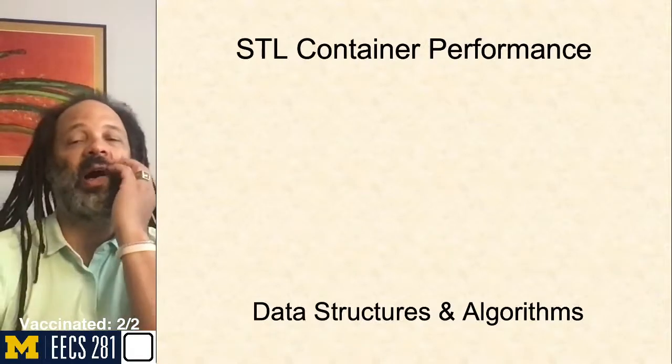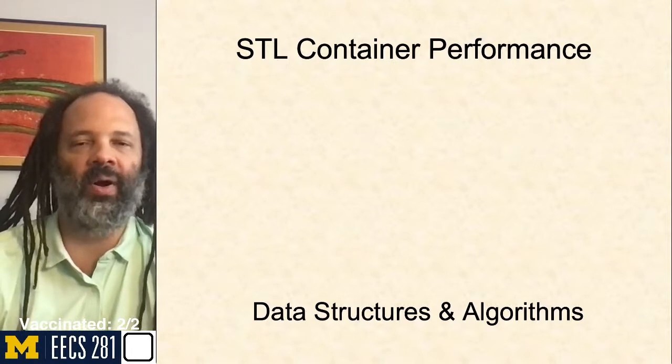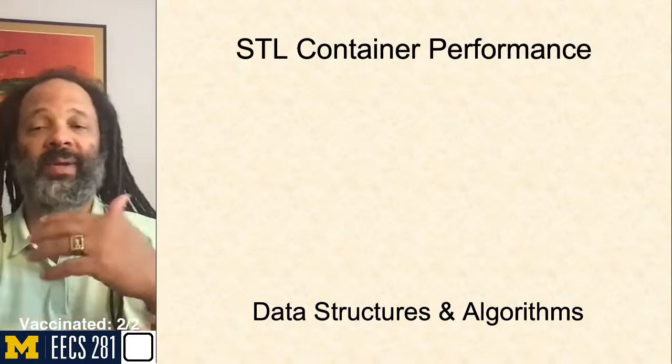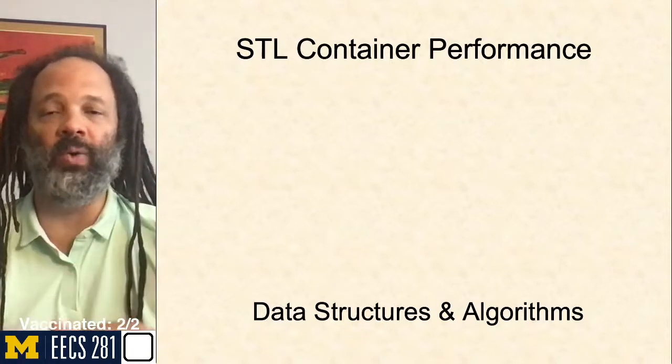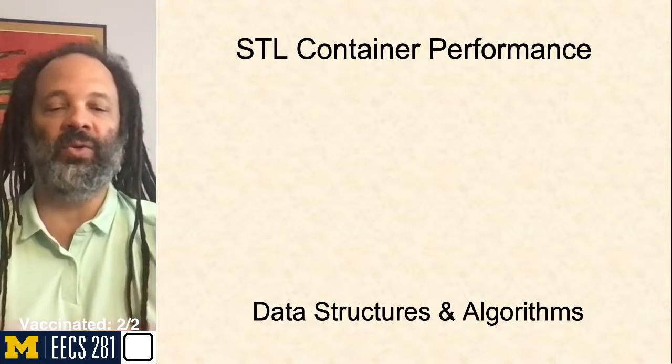These slides are the way that you make decisions on what you want to do with a container. What am I going to be doing? Am I going to be inserting things? Am I going to be finding things? Am I going to be shuffling things? Am I going to be deleting things? What am I going to be doing the most? Find the container that is most efficient at doing what I need to do the most.